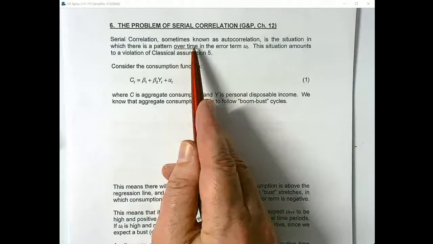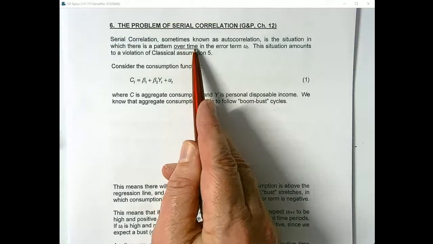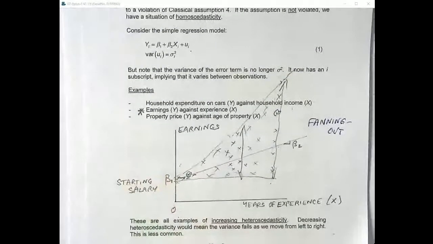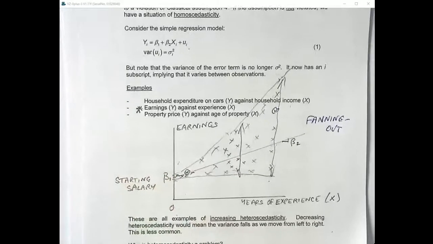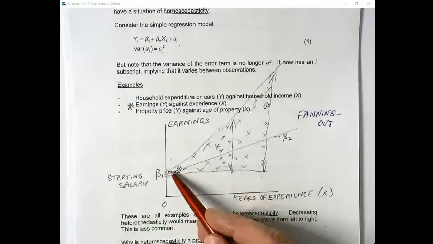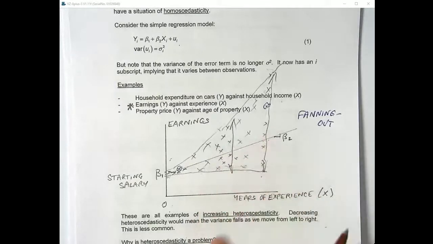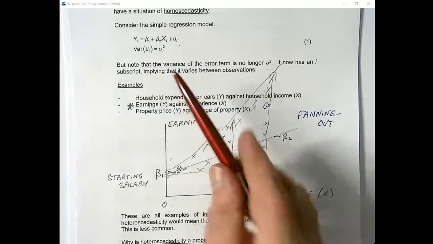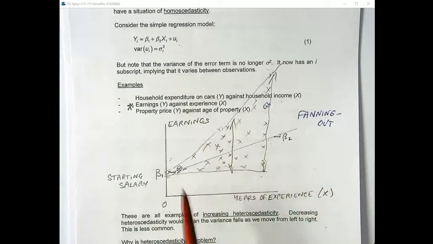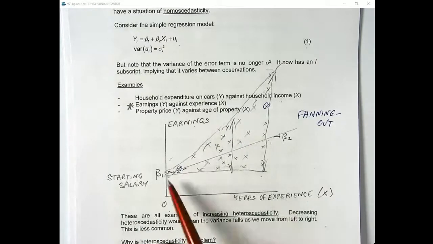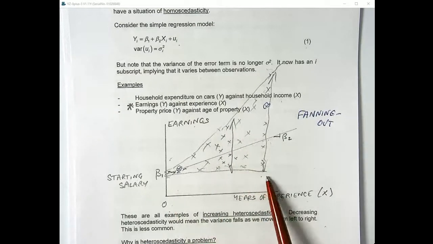Now, it's a bit like heteroscedasticity, except remember heteroscedasticity is fanning out, like that. This was last week's lecture, page 50 of the lecture notes. There was a pattern in the error term, but this is a cross-sectional pattern, because heteroscedasticity is a problem that usually arises in a cross-section context. We have data on households or workers, in this case, earnings against years of experience, and there was fanning out. This is a cross-section example.